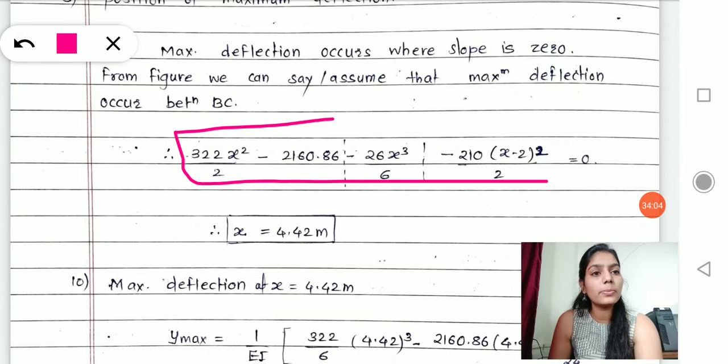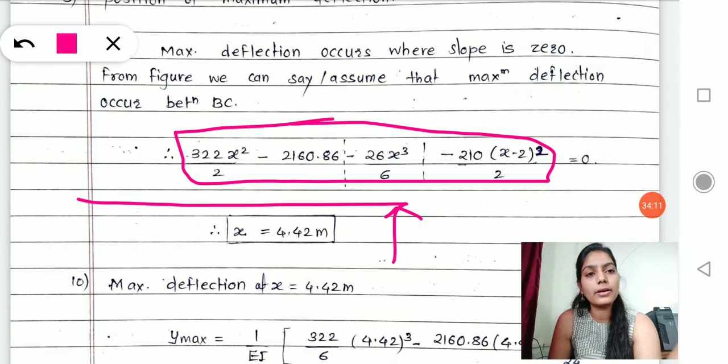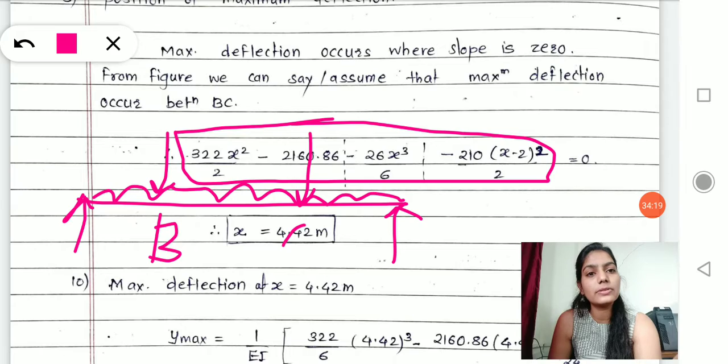Therefore, what I am doing, see here, I am taking a slope equation. This is my slope equation, and I am assuming it up to a distance. This is my beam. I have assumed UDL. There is a UDL and point load, and I have assumed the distance B to C. This was 2 meter. This was 4 meters.